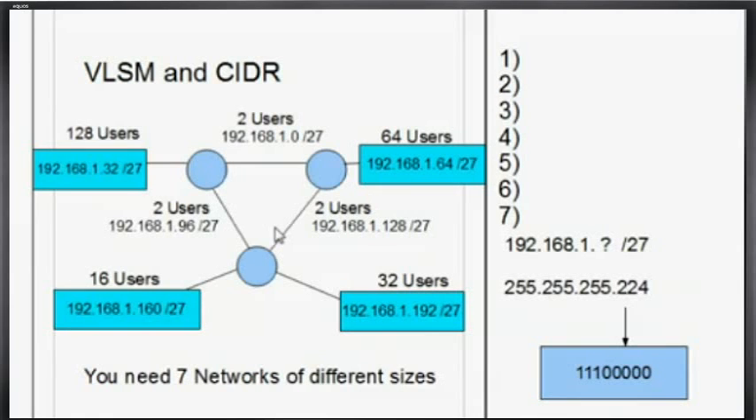So here you go. Let's say on this network over here we need 128 users, and then we need 2 users, basically just point-to-point links in between the 3 routers. So 2 hosts, basically an IP address for this interface, an IP address for this interface. So that's 2 IP addresses, right? So just 2 users essentially. IP address here, IP address there. Here, here, here, here. So 2, 2, and 2.